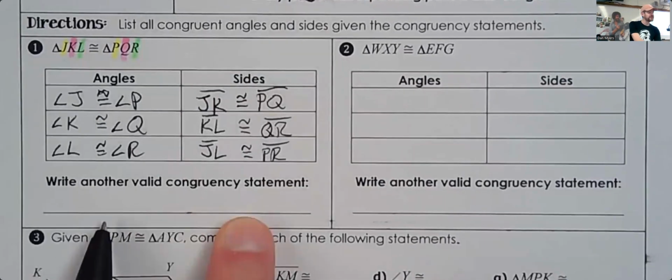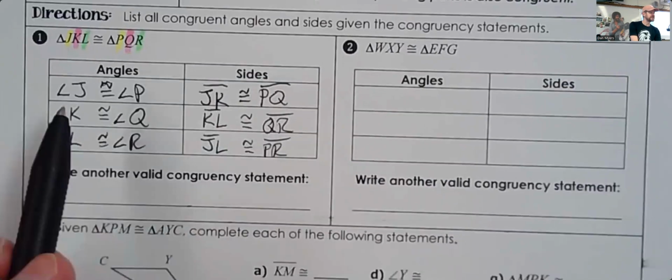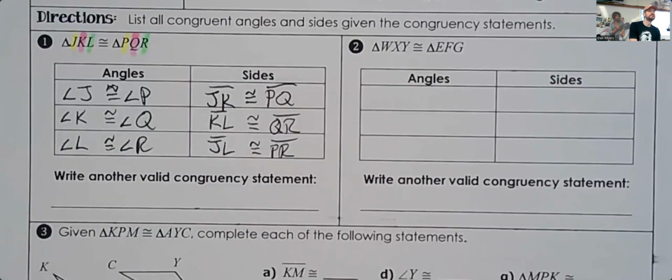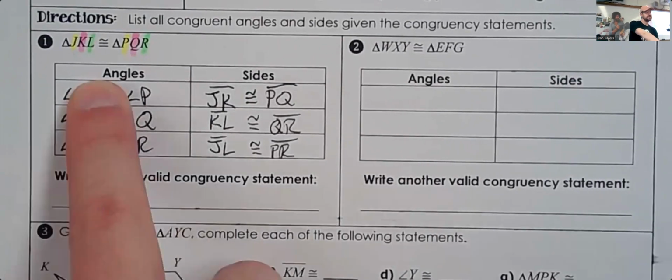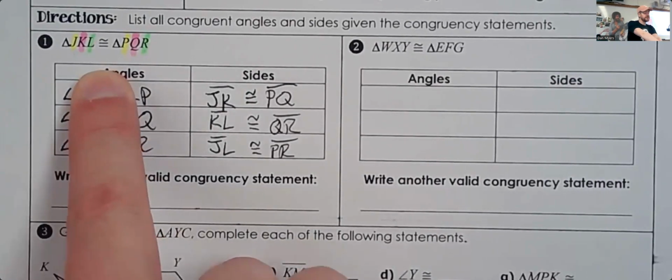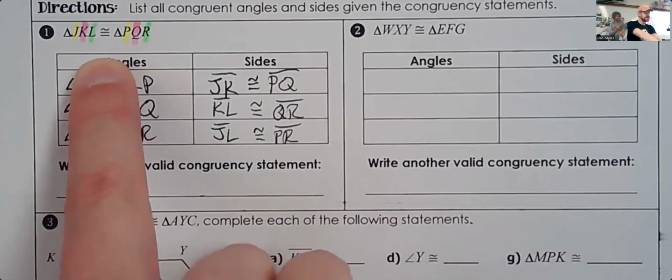Write another valid congruency statement. So basically, mix up the letters, but still make it correct. For down here, write another valid congruency statement for that. So change the order of the letters on the first one. So somebody give me these 3 letters in a different order.